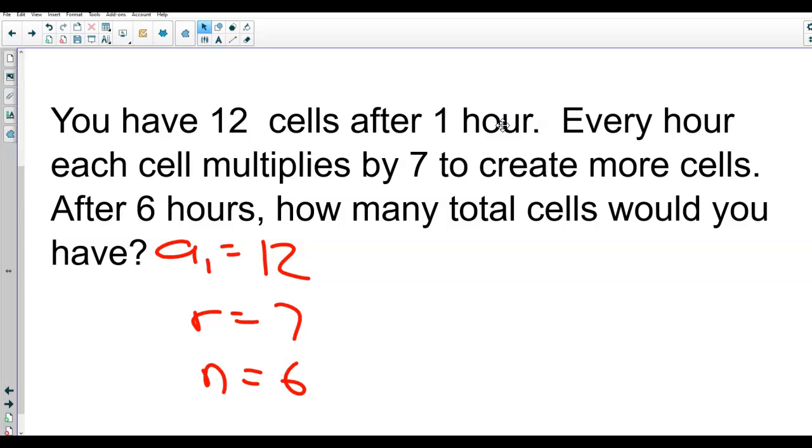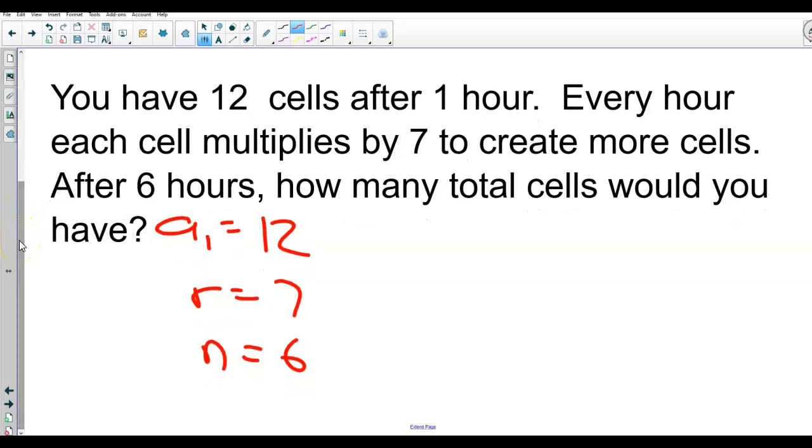So the first hour, I have 12 cells. Then, every additional hour, they multiply by 7. So that means each of these 12 cells, each one, multiplies by another 7. So essentially, I'd have 84 cells in addition to my initial 12 cells. So you have your initial 12 cells. Each individual cell multiplies by 7. So each cell represents another 7 cells.